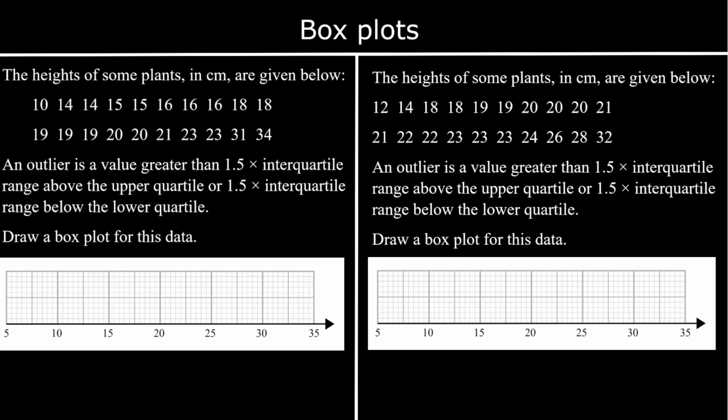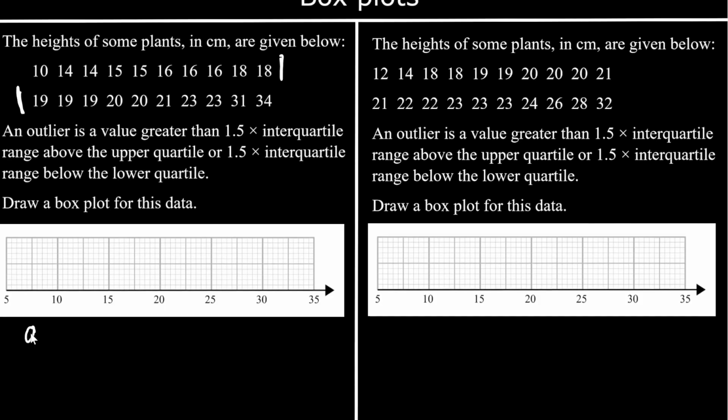So the median, halfway through the data. So we've already got the data split into two halves. Halfway is in between 18 and 19. So our median is at 18.5. So on our graph, 16, 17, 18, 19, 18.5 is here. That's our median.